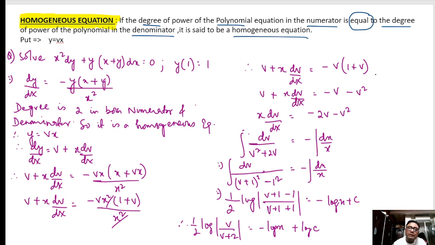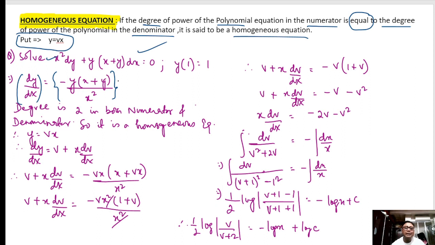And if it is homogeneous, then we will put y equal to vx. Please note that. If it is a homogeneous equation, we will put y equal to vx. So let's see the first homogeneous equation. This is the sum given to us. Okay. So first of all, separate the dy by dx, and now in this equation, please watch what is the degree here.